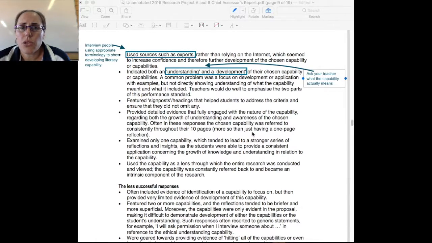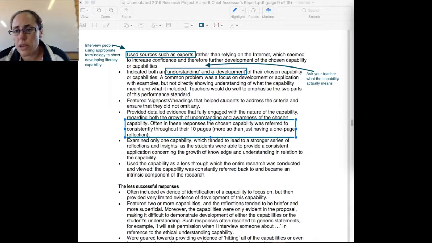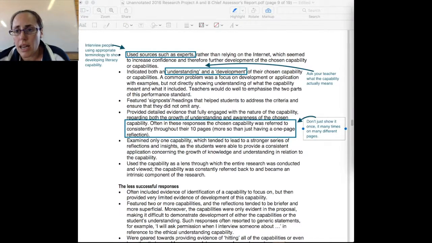If you're going to talk about a capability, do it many times throughout your research project folio. The more times you can talk about your capability, show where your capability is developing, show an understanding of that capability, the greater chance is that you're going to be able to meet the performance standard that says either, yep, they're okay with it, or yep, they're really good at this and they've developed it really well.